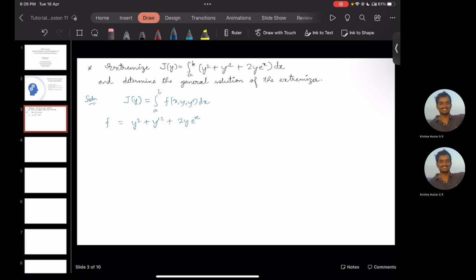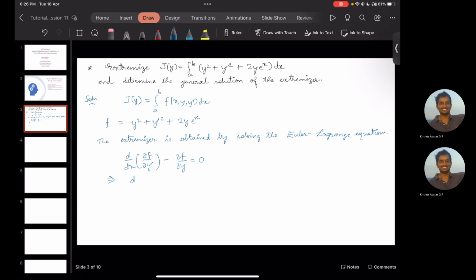And you know that the necessary condition for the extremizer is obtained by solving the Euler-Lagrange equation, right? And this is given by d by dx of partial f with respect to y prime minus partial f by partial y is equal to 0.